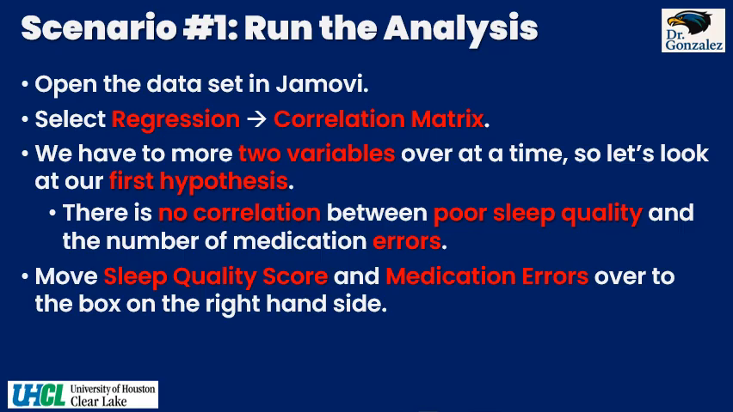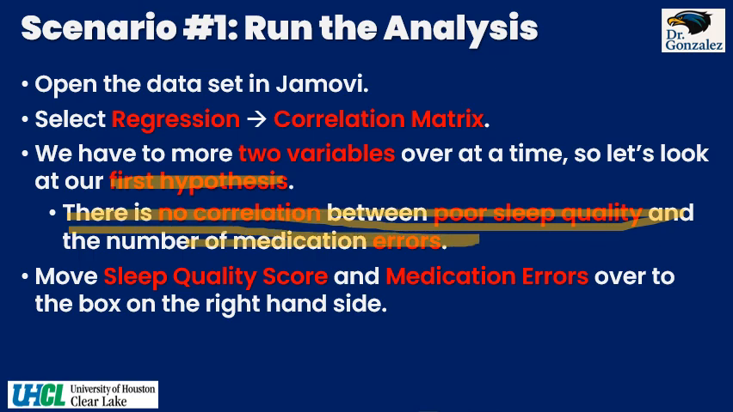So if I threw them all in there, there's a spot in there where I have to tell Jamovi that I'm only doing one-tailed, and it would mess it up if I did this in multiple comparisons. So we're going to test each hypothesis individually. The first hypothesis that we listed was that there is no correlation between poor sleep quality and the number of medication errors. So I want you to move the sleep quality score and the medication errors over into that box on the right hand side.